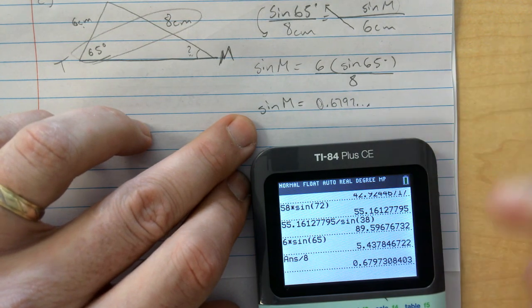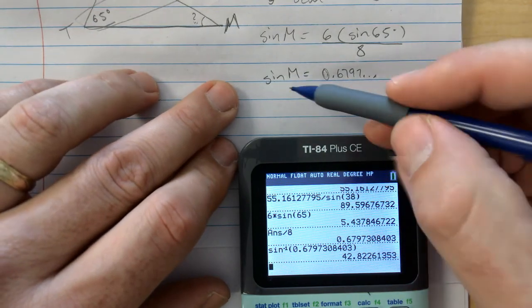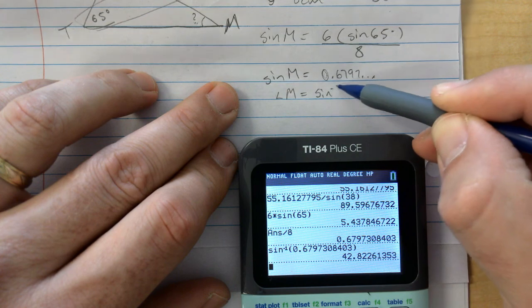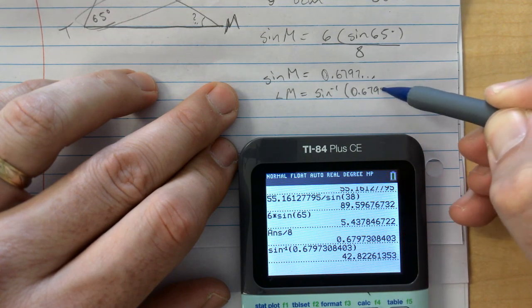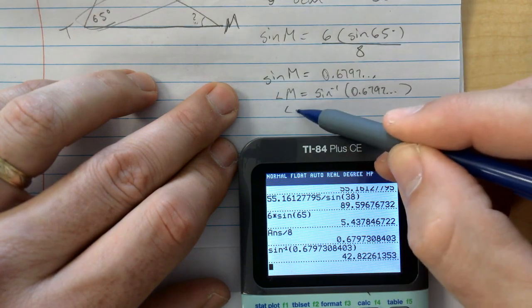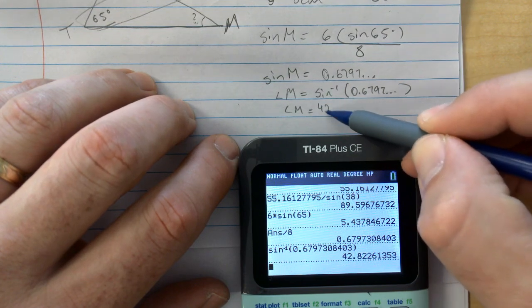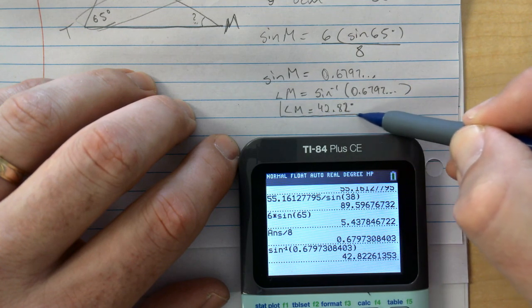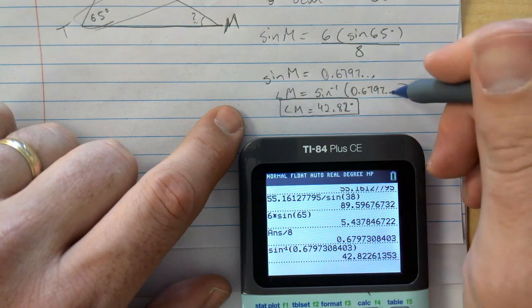0.6797. That keeps going. I'm going to use the inverse of sine to give me my angle. So this is how you show the work. Angle M is sine inverse of 0.6797 and continues. So angle M is going to be 42.82 degrees. Okay, always round to 2 decimals. Use all the decimals here.